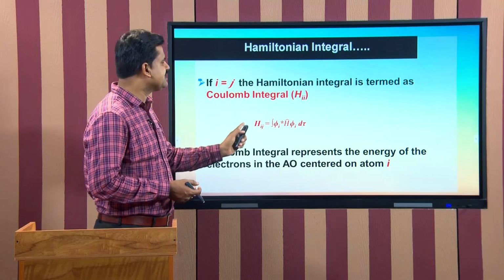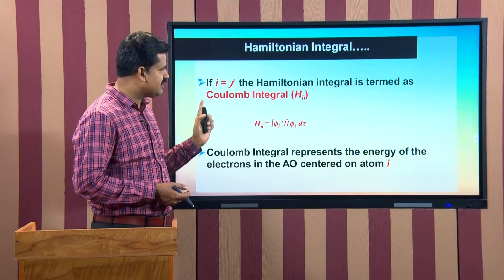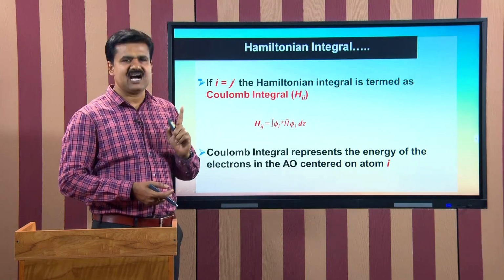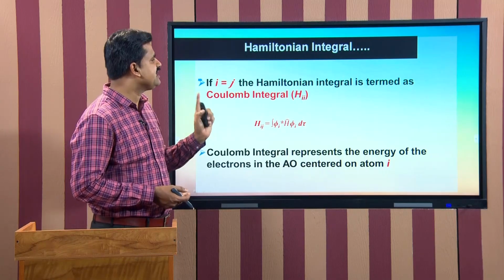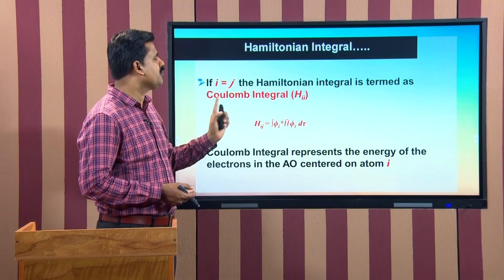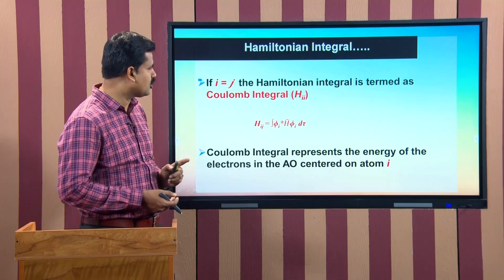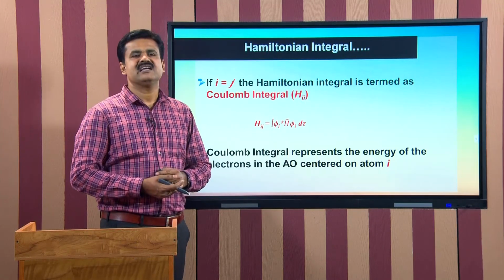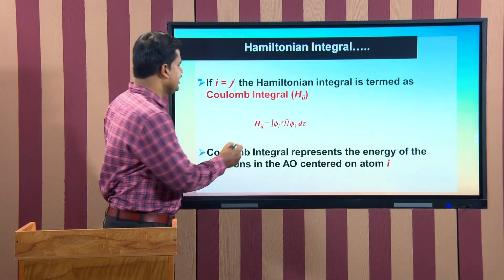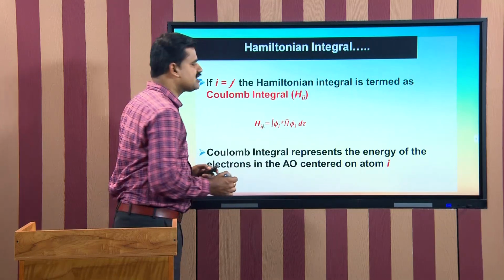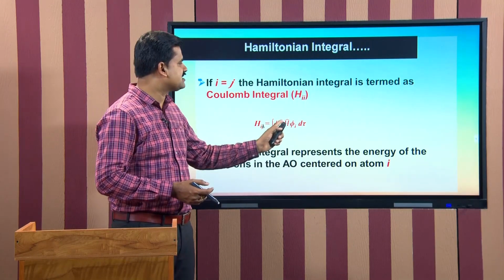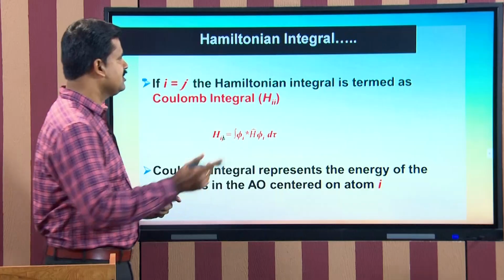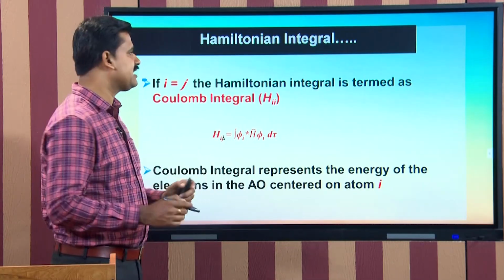That is, Hij is taken as Hii. Hii is the Coulomb integral. Coulomb integral Hii is equal to integral phi i star H hat phi i d tau. Hii, both are i. So, phi i star H hat phi i d tau. I will make this point more clear like this.